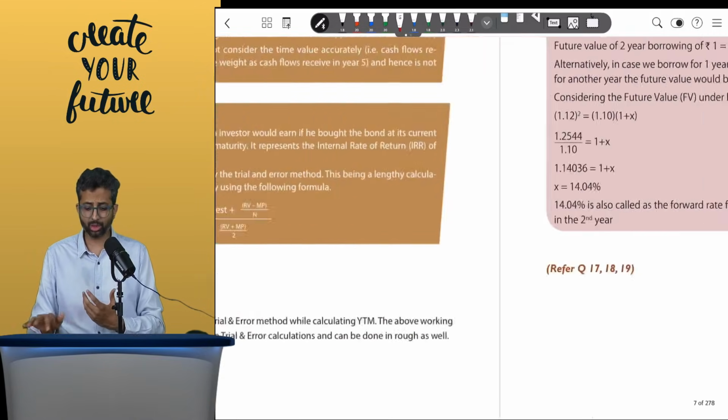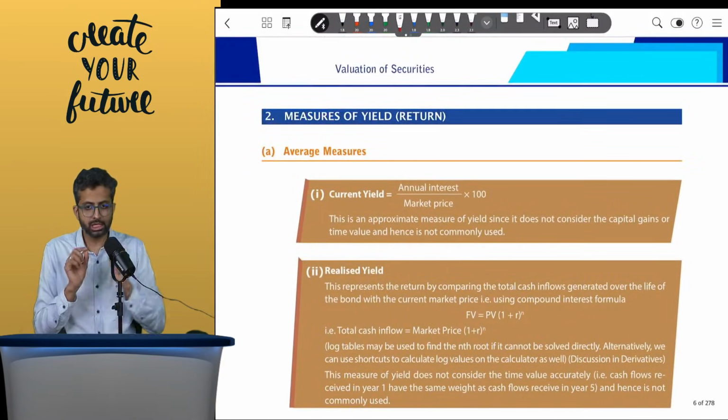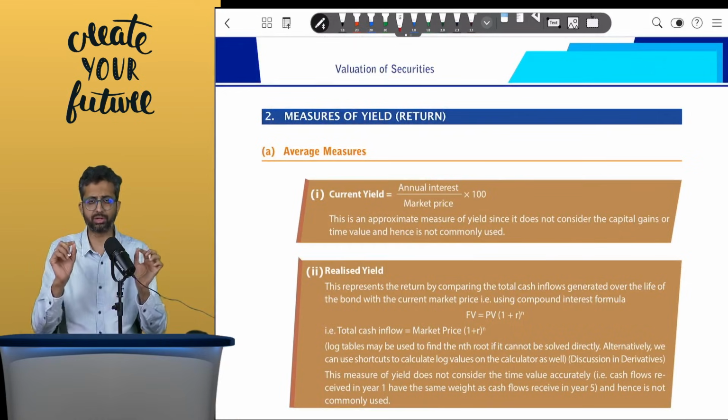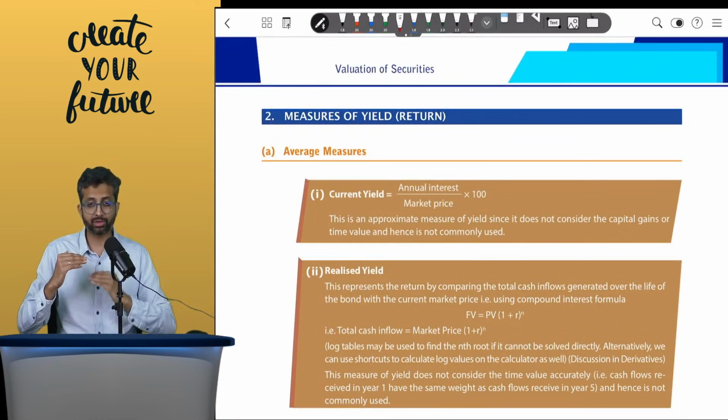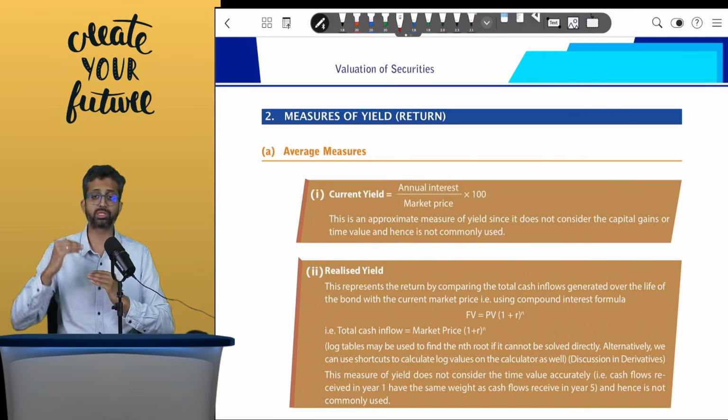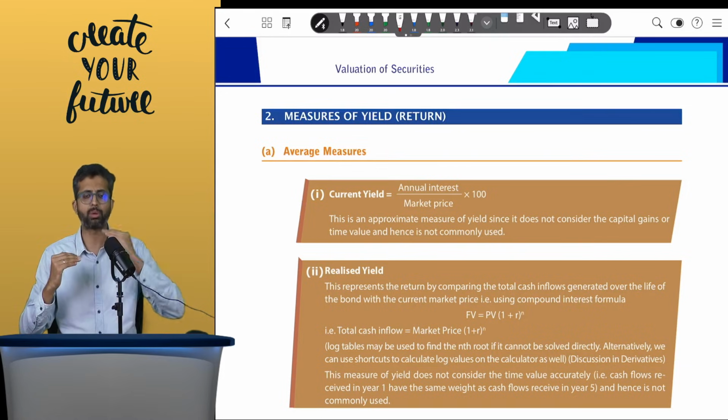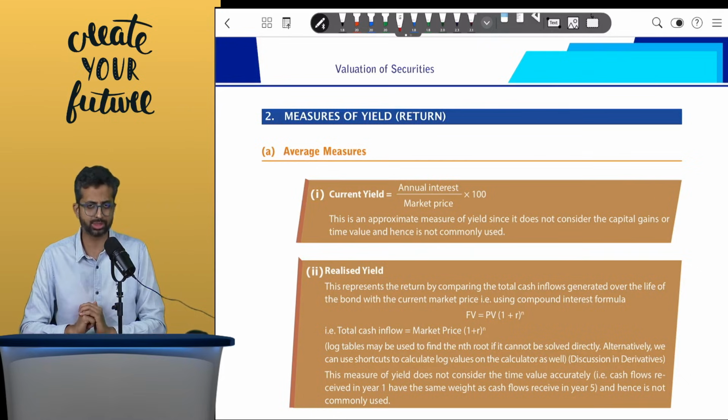Another important relationship before you proceed is the relationship between the bond price and the rate of interest, that is inverse. So if the market rate of interest reduces, the bond price goes up, and vice versa. If the market rate of interest goes up, the bond price goes down.